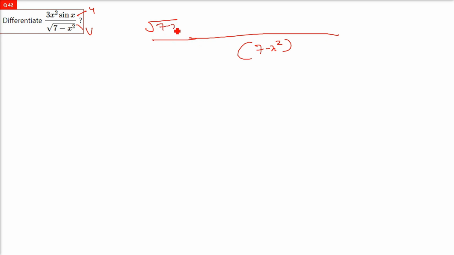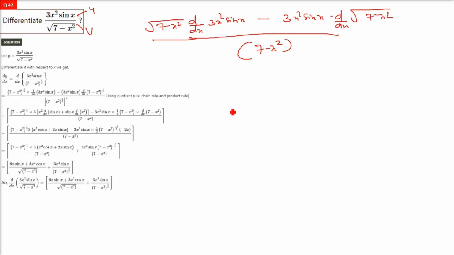Then you have root 7 minus x square here, and d by dx of 3x square sin x, minus 3x square sin x times d by dx of under root 7 minus x square. This differentiation will be done. So 3x square sin x I'll take outside, and d by dx of under root 7 minus x square. If you're doing it by yourself, just have a look at the left hand side and you can go ahead. But we are doing it, so we will be doing d by dx of 3x square sin x. So this 3 will come out, I will use it later.